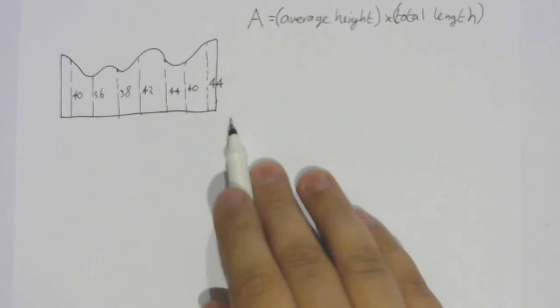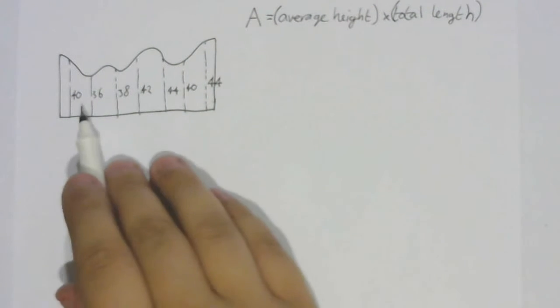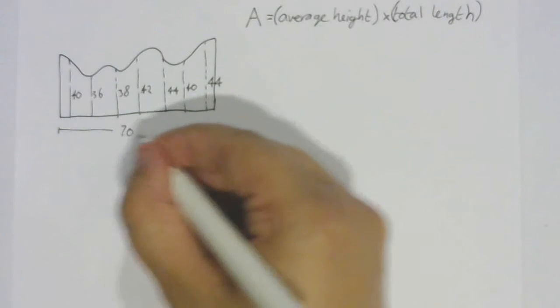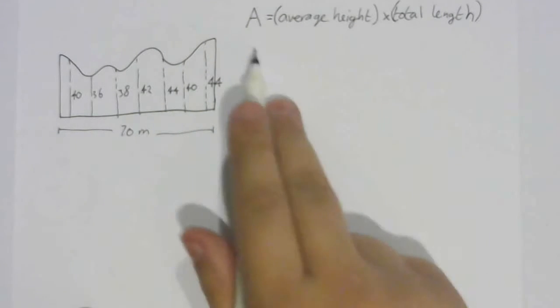Here I've got a piece of land. It's been broken up into these strips, and we're told their heights, and we're also told that its total distance is 70 meters. We want to calculate the area using the midpoint rule.